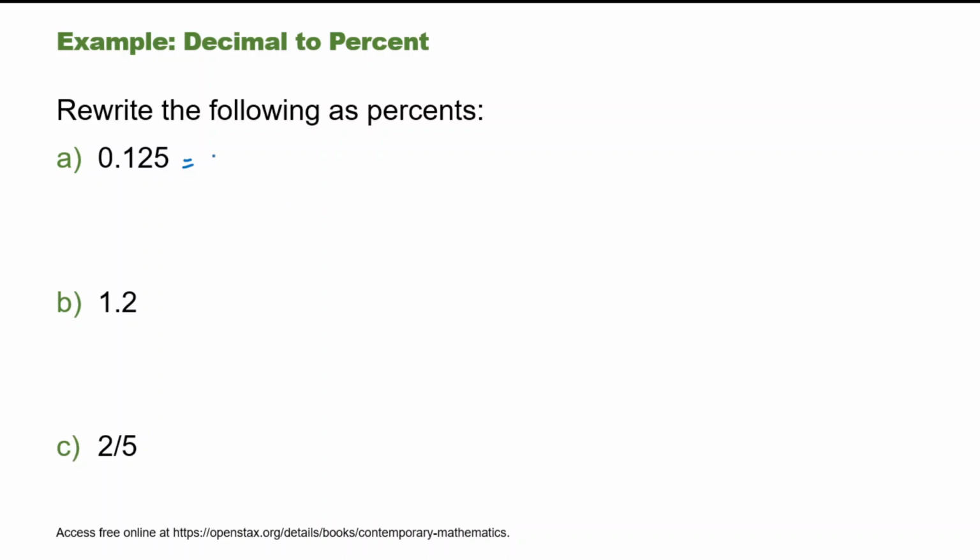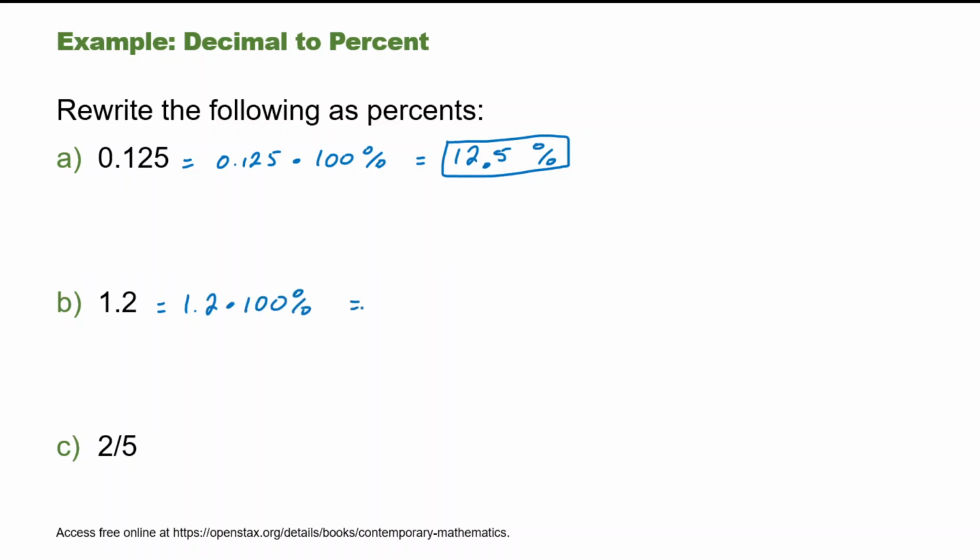0.125 is equal to 0.125 times 100%. And 100 times 0.125 is 12.5, so that 0.125 is equal to 12.5%. Part B, 1.2. 1.2 is equal to 1.2 times 100%, which is 120. Therefore, 1.2 is equal to 120%.